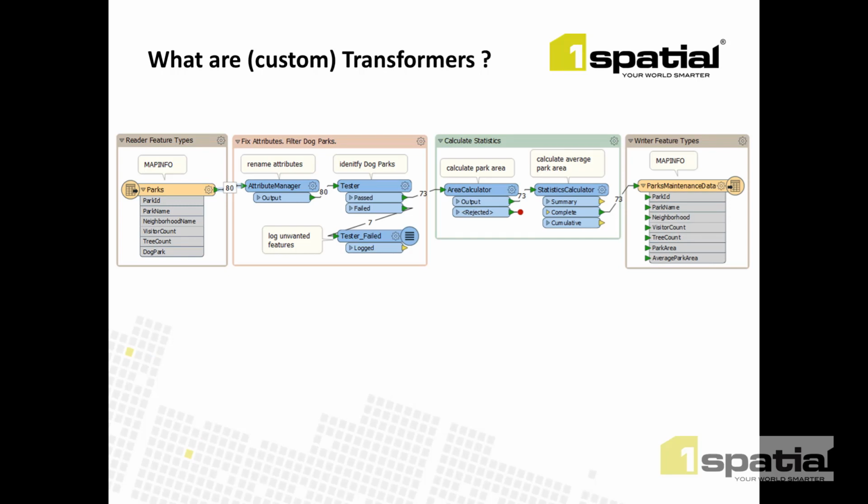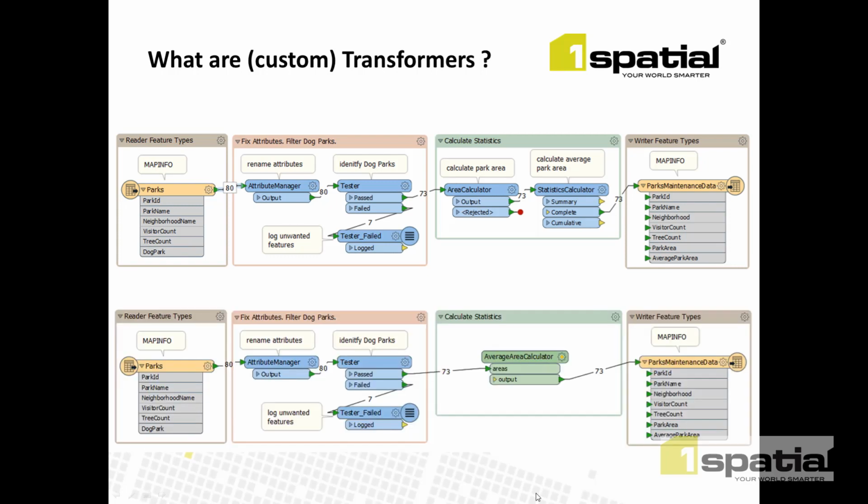So how do we go about using them? Well, this is a very simple workspace that you can see on screen. You can see that I'm reading in a parks dataset with a reader on the left hand side. There is a little bit of attribute management and filtering going on to filter out some of the parks. This is polygon data that we're working with. I then pass 73 polygons into a little area where I'm going to calculate the size of each park, and then I want to know what the average park size is. So that's a simple workspace that I'm then writing the data back out to MapInfo TAB.